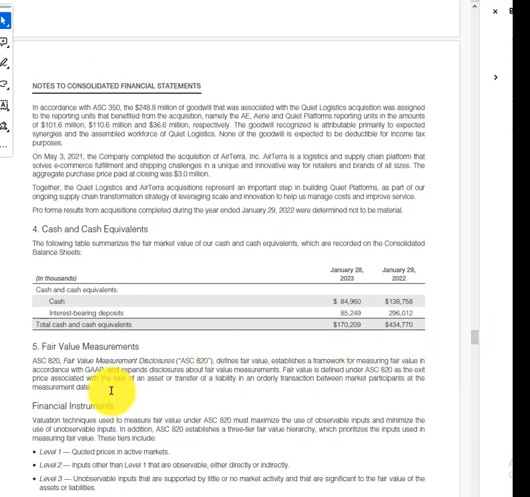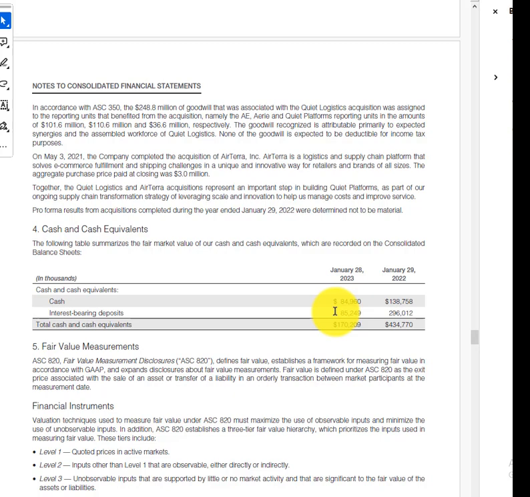And there's cash and cash equivalents. What have they done? They broke it into cash and interest-bearing deposits. Cash being checking accounts, probably, because checking accounts don't bear interest, and interest-bearing deposits being savings accounts, other short-term, maybe money market accounts. And you see it's about half and half.